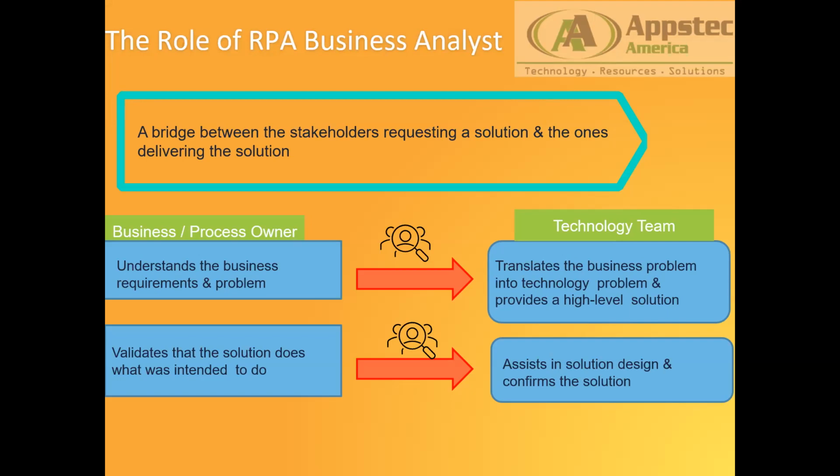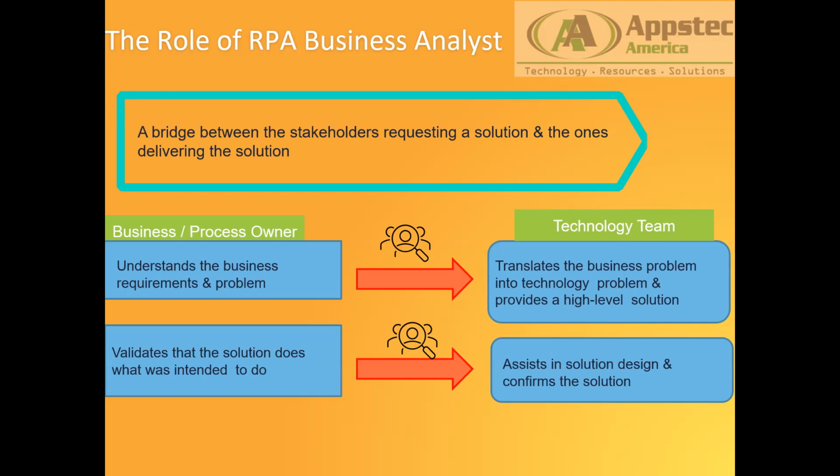If you see the diagram at the bottom, on the left hand side we have the business or the process owner, and on the right hand side we have the technology team. The RPA business analyst acts as a bridge to communicate certain things, and we will see what all those are in the upcoming slides, along with your basic roles and responsibilities and your skill set.